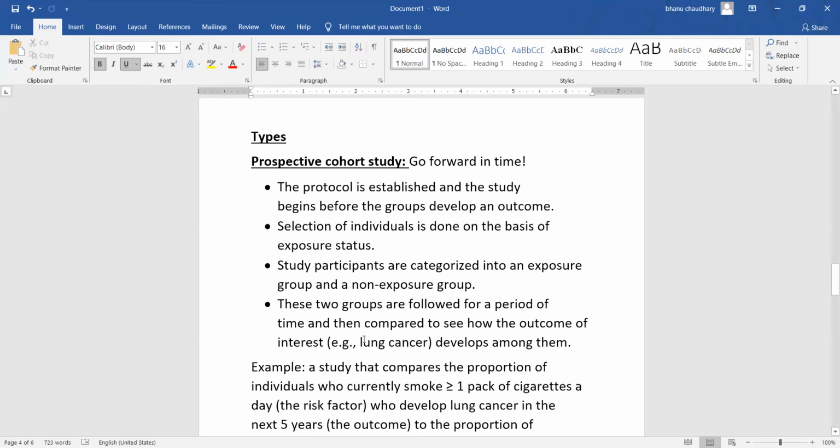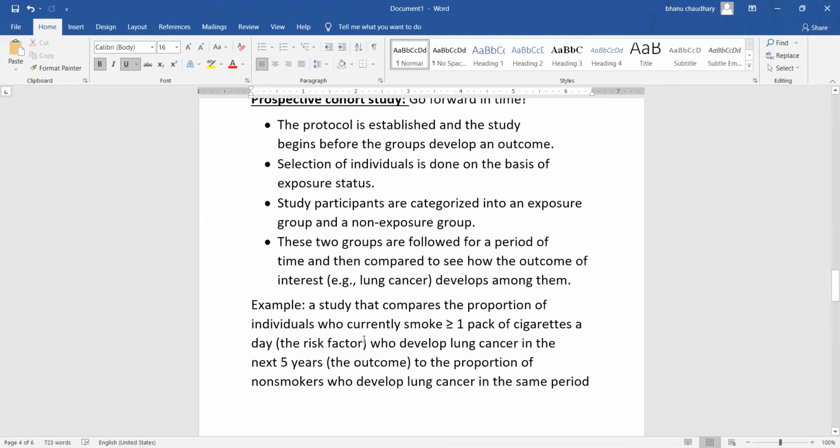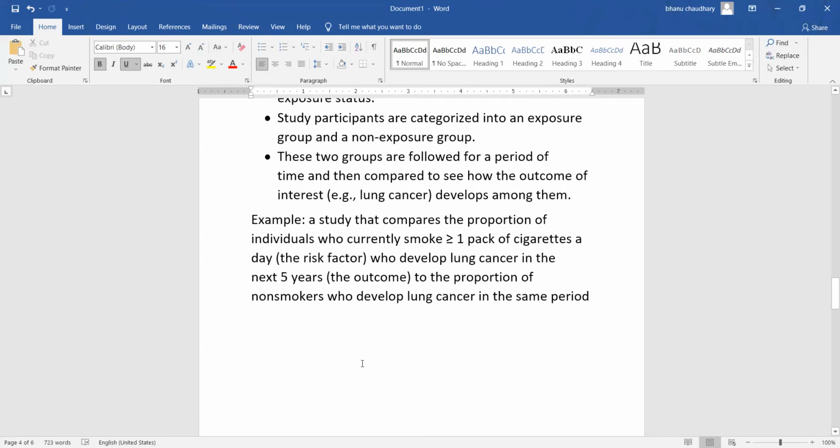Okay, let's say for an example, you want to do a study and you want to know whether smoking causes lung cancer or not. So you will select the individuals on the basis of smoking status, all the individuals who smoke more than 1 pack of cigarettes per day, which is a risk factor. And then you will follow them for the next 5 years to check whether they develop the outcome or not. Then the proportion of the outcome between the smokers and the non-smokers can be compared.